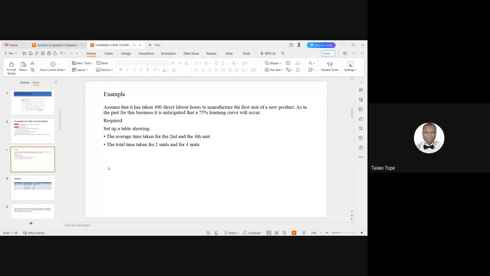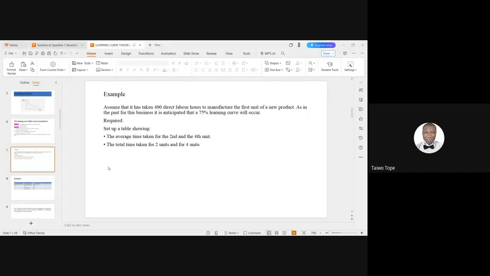Required, set up a table showing the average time taken for the second and the fourth unit, and also the total time taken for 2 units and for 4 units. The first is the average time taken for the second and the fourth unit.